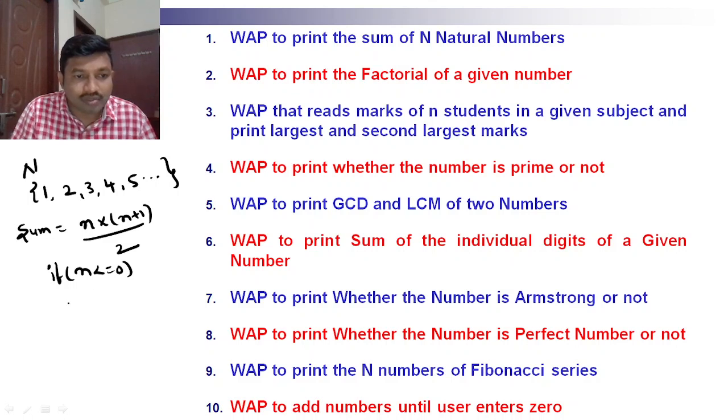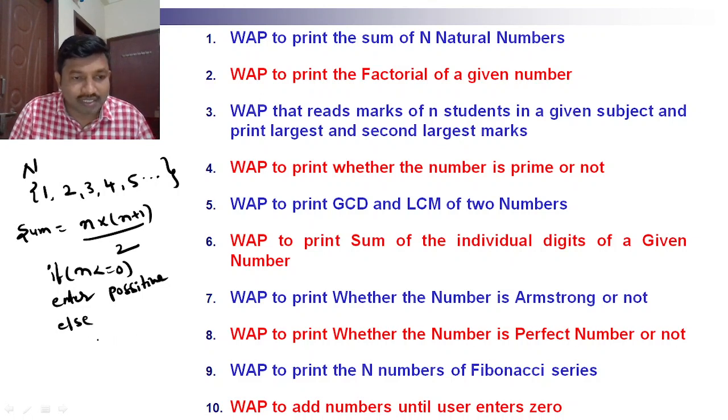Okay, so if n is less than 0, let us see, the program will print "enter a positive value for n." Am I right? Positive value. Else, what I will do is compute the sum of the n natural numbers. So how can I do that?